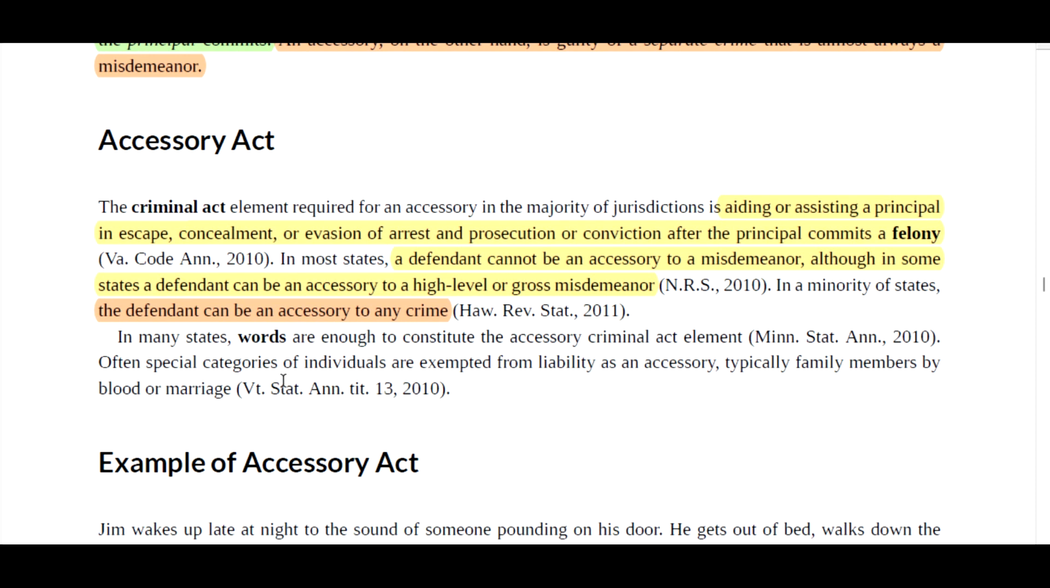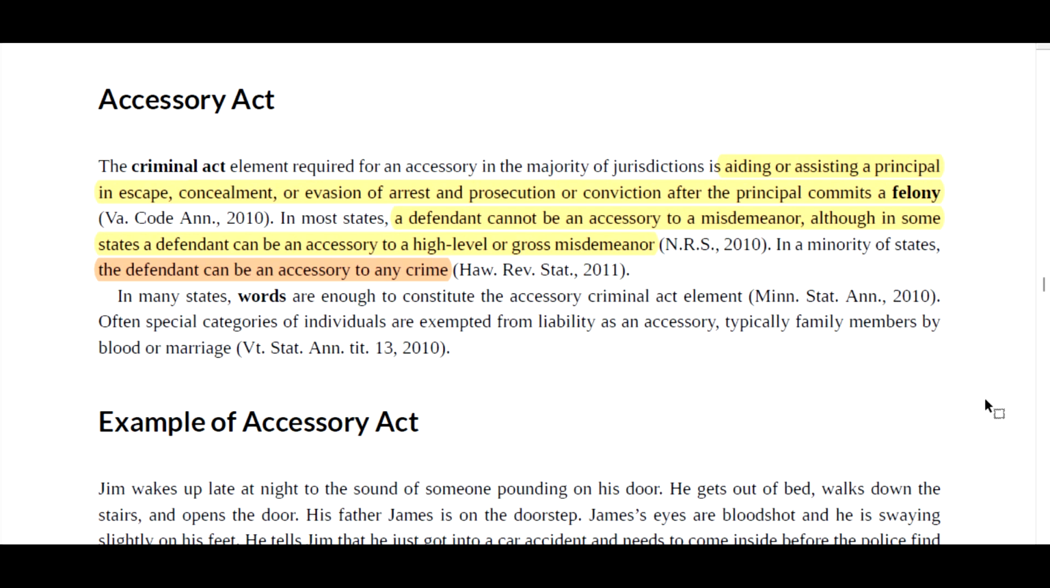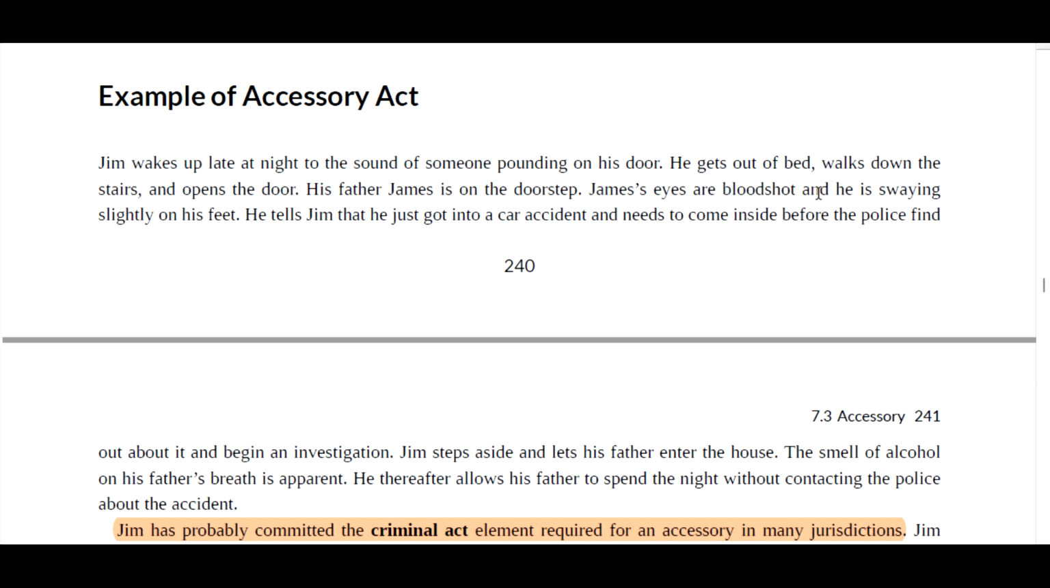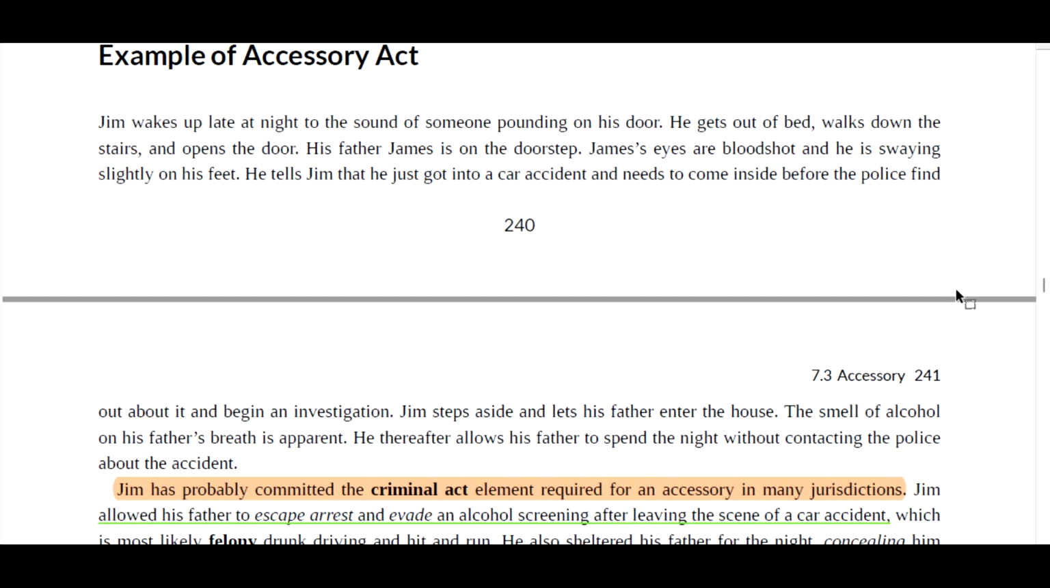But again, in many states, much like with accomplice, words are enough to constitute the accessory criminal act element. So often special categories of individuals are exempted from liability as an accessory, typically family members by blood or marriage. Because, let's be honest, you don't just turn your back on family. That kind of concept is there in our own worldview. Anyway, so a good example of this in practice is here.